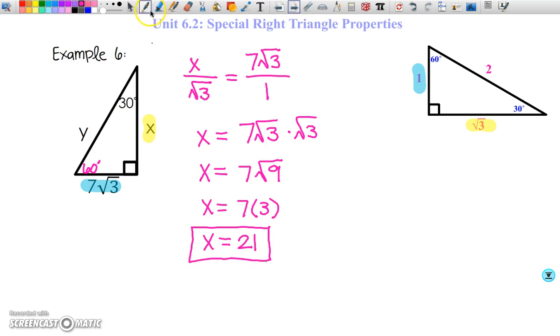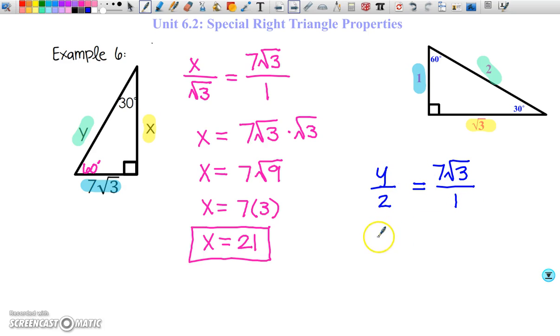But now we need to repeat this process, only this time with our y value. So here's your y, and y matches up with the 2. So we're going to put our y over 2, and we set that equal to the same number over number, so that way we only have one variable. That's all you want in the equation at a time.